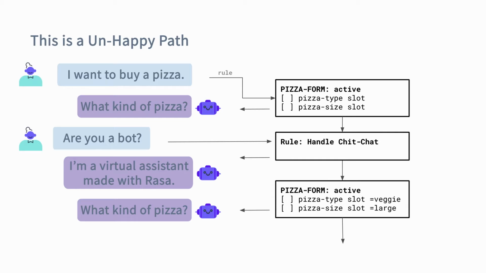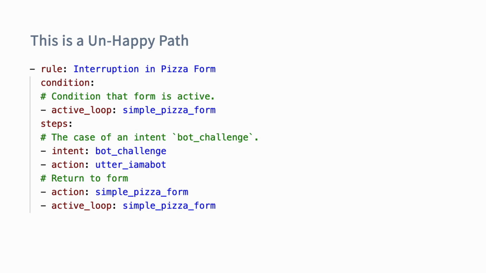Now, in Rasa, the way that you can accomplish this is by effectively just configuring an extra rule. Here's what such a rule might look like. The main thing to point out here is that we see that there's an active loop, and that there is an intent called bot_challenge, followed up by an action that answers the question appropriately. Once that's been dealt with, we basically just say that the loop is still active and proceed from there. This rule can really be specified with a condition, because it basically says if the simple pizza loop is active, then answer bot_challenge with utter_iamabot before going back to the loop.